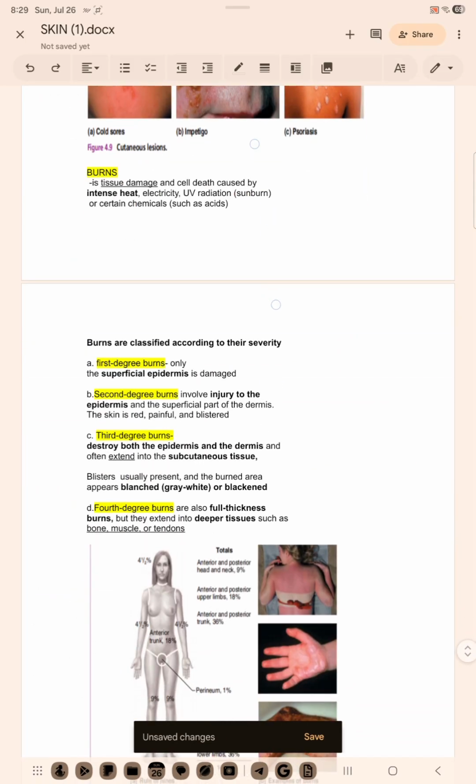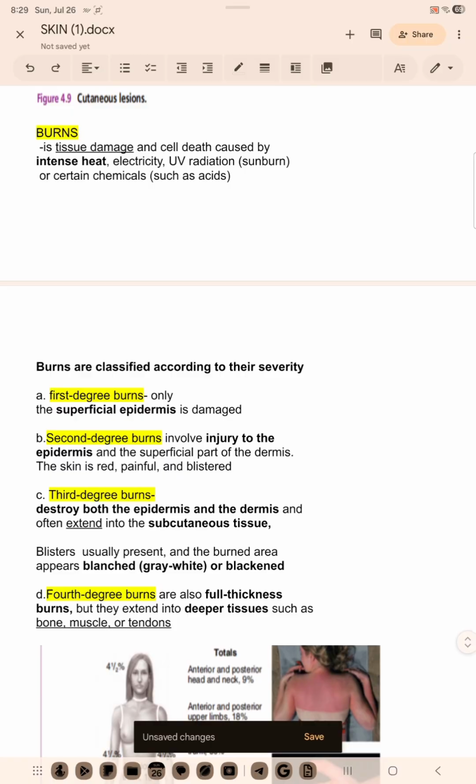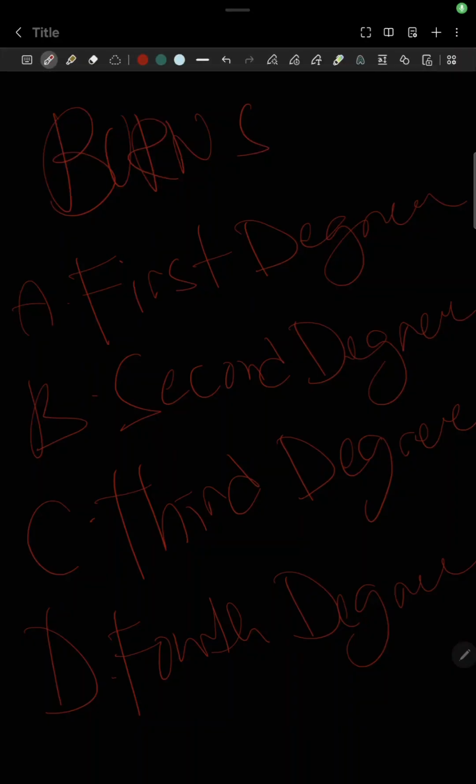So we will now move on to burns. We are now going to talk about the burns. Burns are tissue damage and cell death caused by intense heat. We can get burns from chemicals, heat, UV radiation, or sunburn.